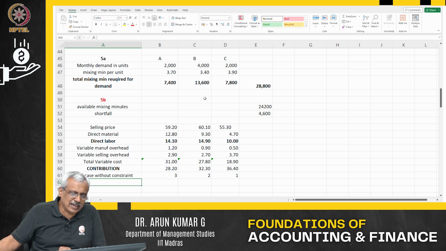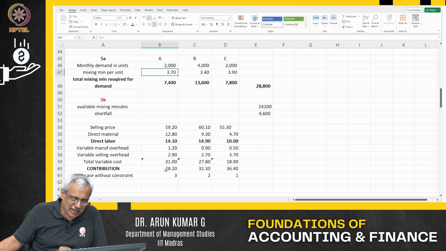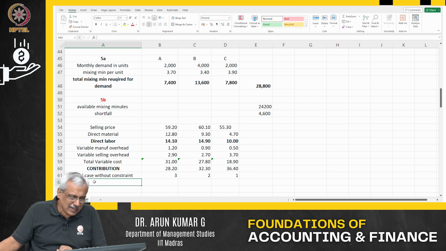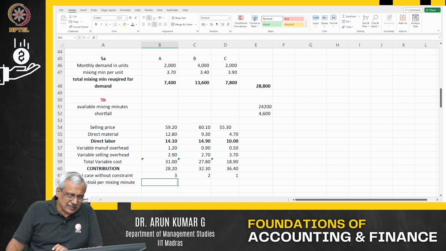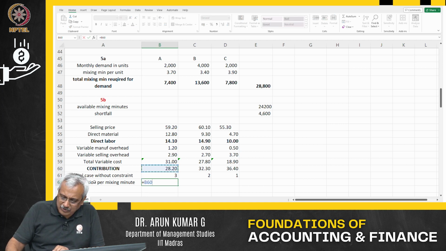For example, here I spend 3.7 mixing minutes and I make a contribution of 28.20, whereas I spend about 3.4 mixing minutes out here and I make a contribution of 32.2, and so on. So, what is the contribution? Ideally it is contribution per mixing minute, that is the constraint.